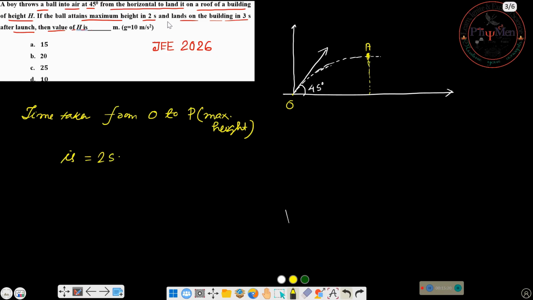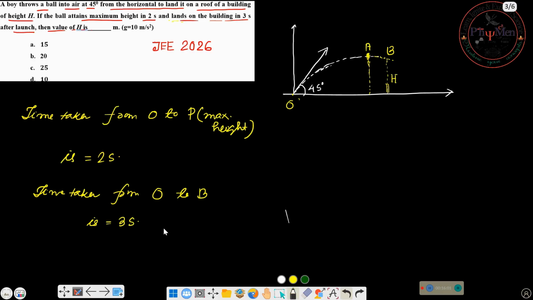After passing through this maximum height, it lands on a building of height h in 3 seconds. That means the building is here. Let me take the building is here. So the height of the building is h, and let this point be B. यहाँ पे B होगा. तो O से B तक जाने के लिए इसको कितना टाइम चाहिए? 3 सेकेंड. Time taken from O to B is equal to 3 seconds.